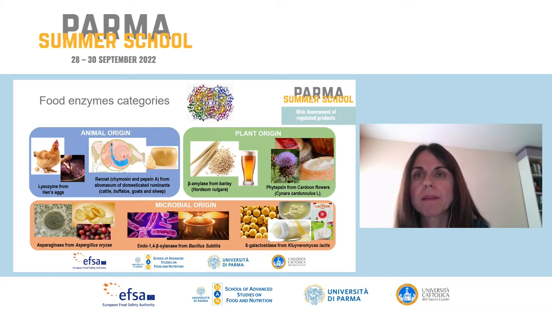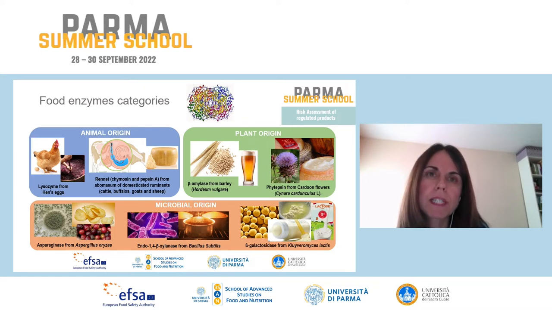The major enzyme in rennet is chymosin, but it also contains some pepsin. And rennet is obtained from the abomasum, or fourth stomach, of ruminants. Calf rennet is probably the preferred one in cheese making, but rennets from goat, sheep, and buffaloes are also commercialized.